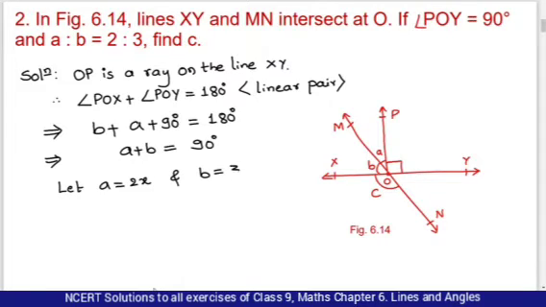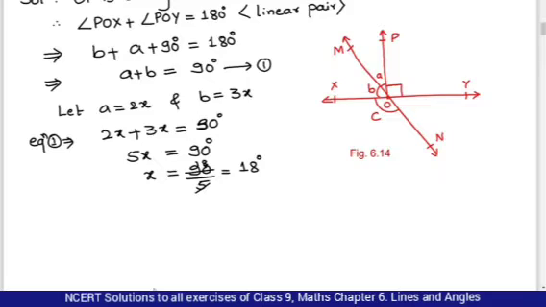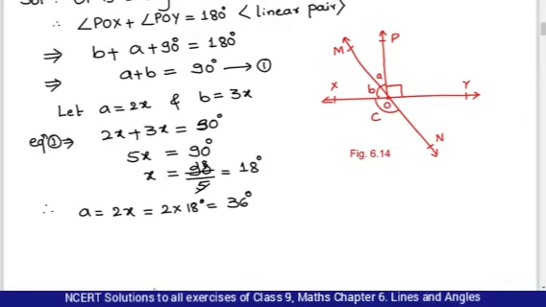Let A is equal to 2x and B is equal to 3x. Then from this equation number 1, 2x plus 3x is equal to 90 degrees. 2x plus 3x is 5x. 5x is equal to 90 degrees means x is equal to 90 by 5. 5 ones are 5, 5 eighteens are 90. So we got the x value as 18 degrees. Therefore, A is equal to 2x, that is 2 into 18 is 36 degrees, and B value is 3x, that is 3 into 18 is 54 degrees. So values of A is 36 and B is 54 degrees.